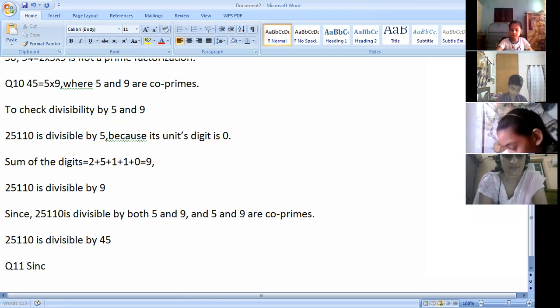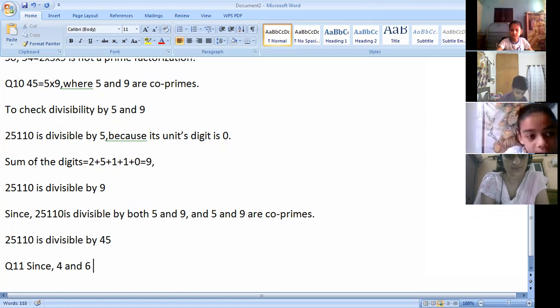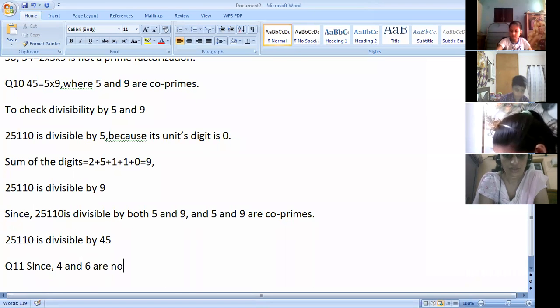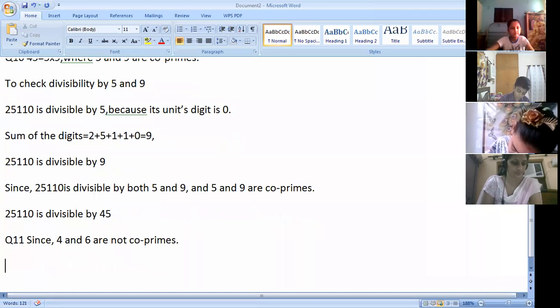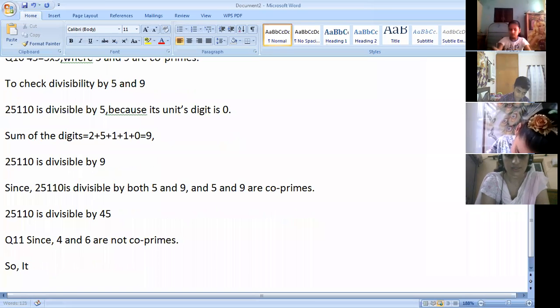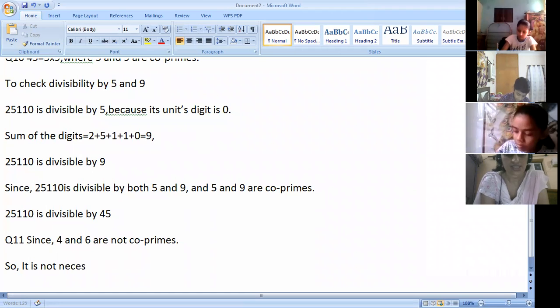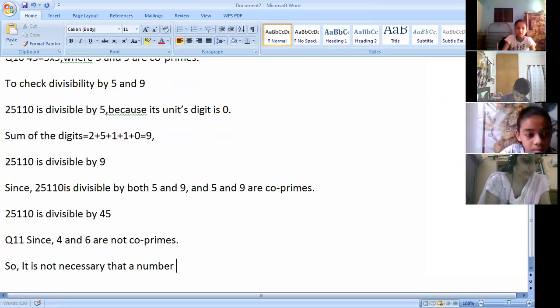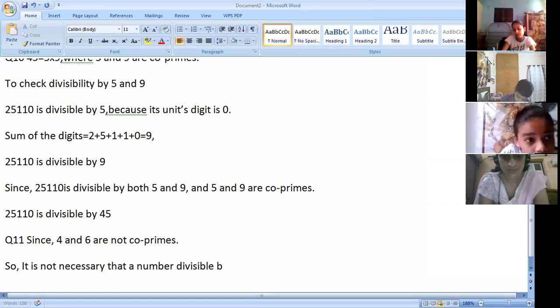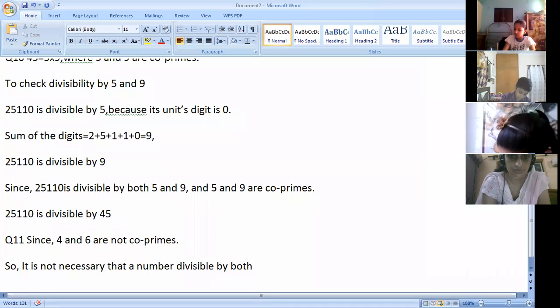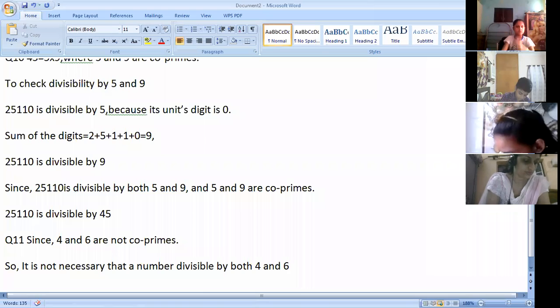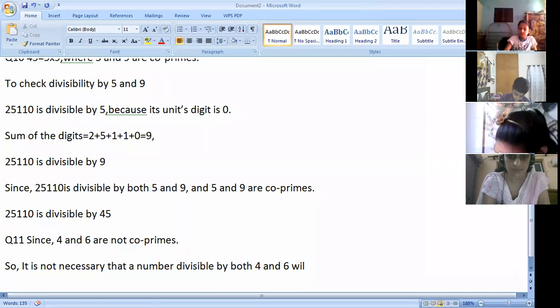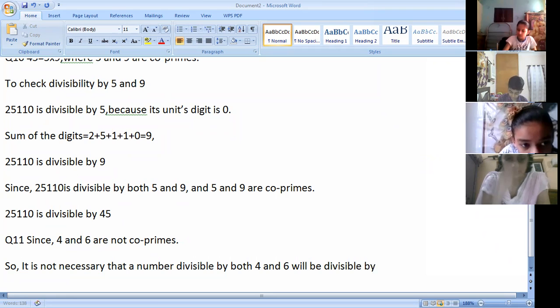So we can write, since 4 and 6 are not co-primes, it is not necessary that a number divisible by both 4 and 6 will be divisible by 24.